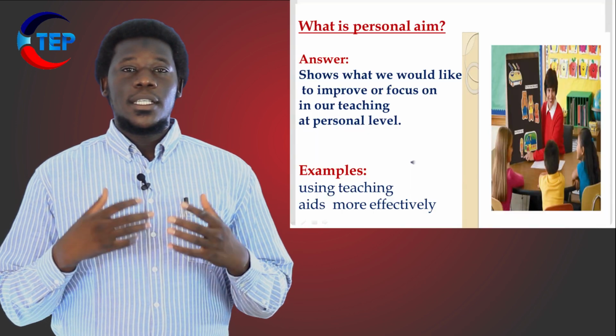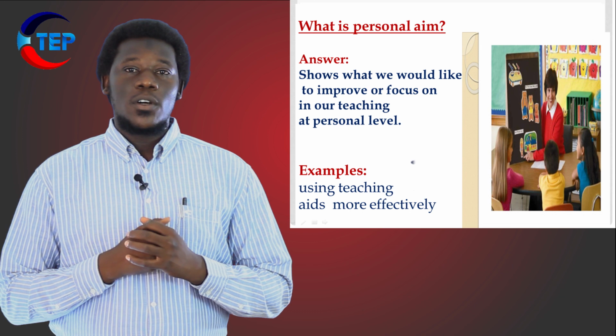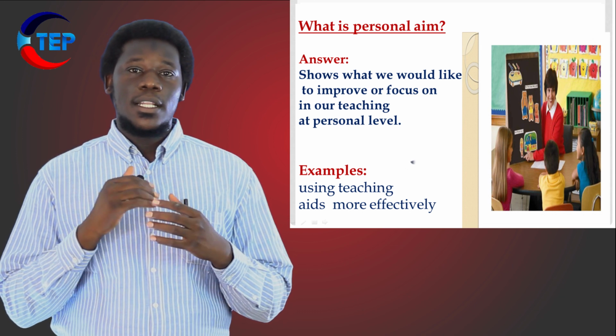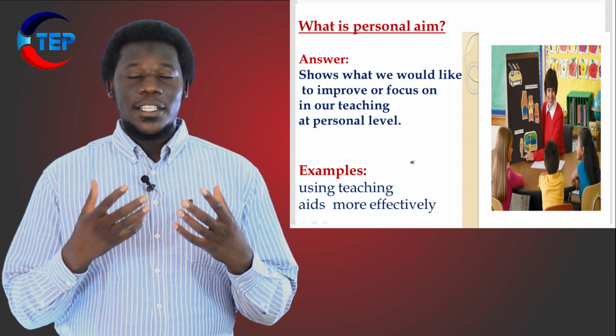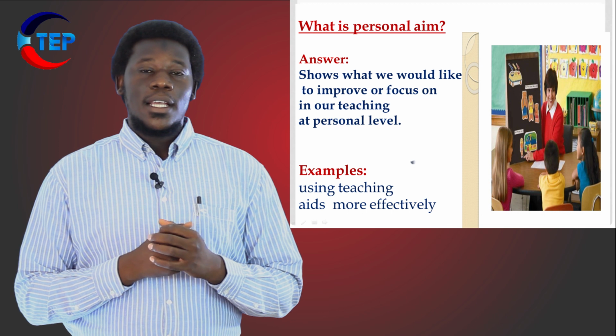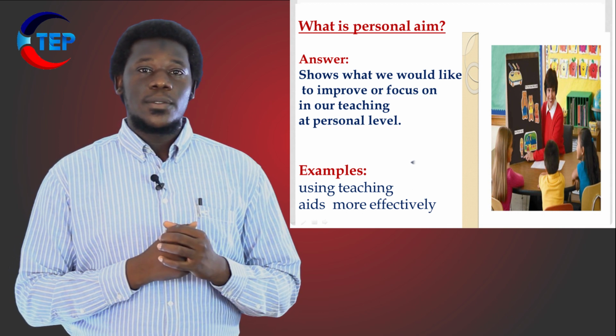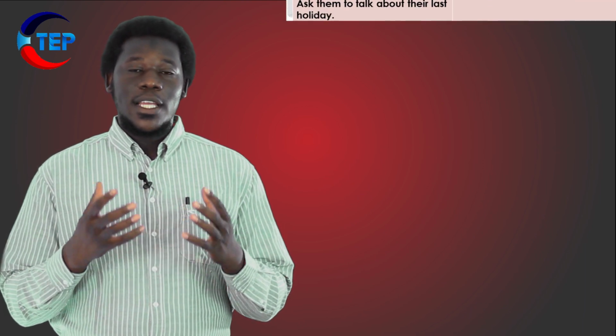Number three, what is personal aim? Personal aim shows what we want to improve or focus on in our teaching at personal level. For example, using teaching aids more effectively in your class. As you can see here in the picture, there's a female teacher has some pictures and drawings with her students in the class.